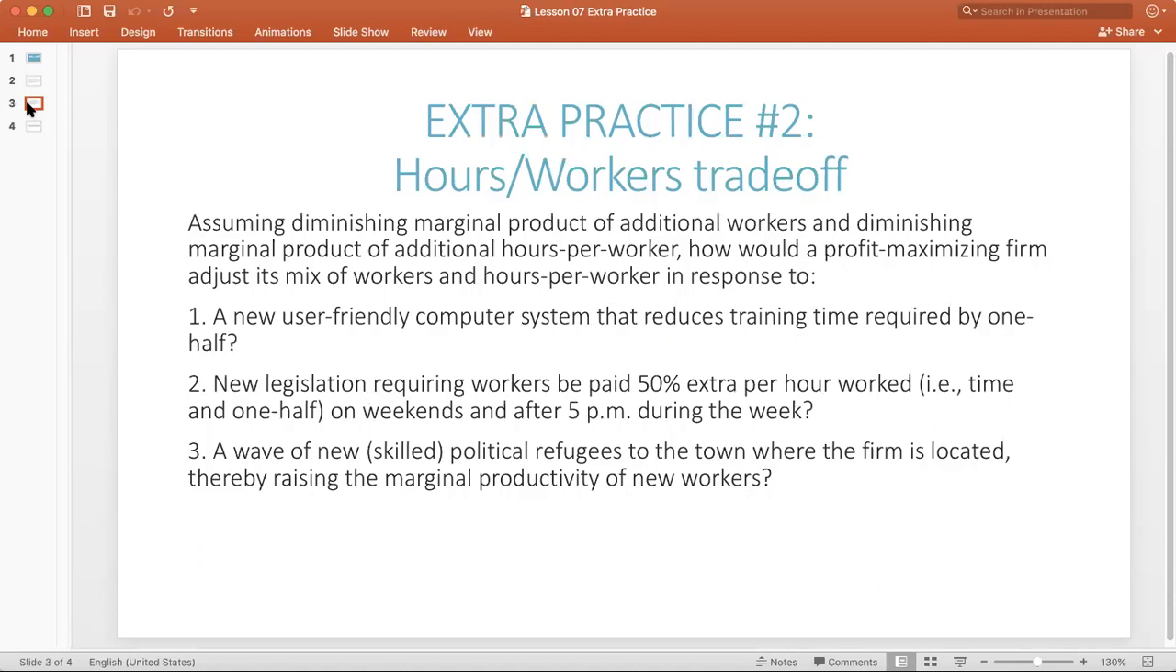And then finally, how would a profit maximizing firm adjust its mix of workers and hours per worker in response to a wave of new skilled political refugees to the town where the firm is located, thereby raising the marginal productivity of new workers? This one's a little more straightforward than the other two. The marginal productivity increases, so that would be good for the firm. With the marginal productivity increasing, the output's going to increase, so they're going to hire more workers.